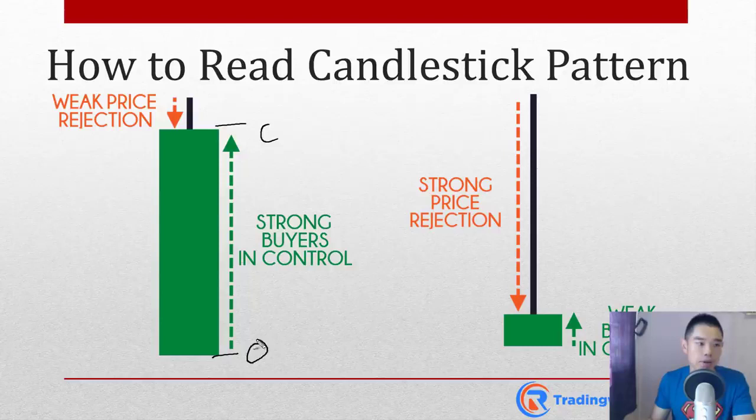This is the open, and you see that this is the wick. The upper wick is a sign of rejection, and you can see the rejection is quite small actually. That is why your wick is quite short.